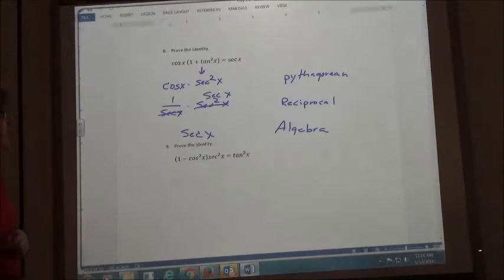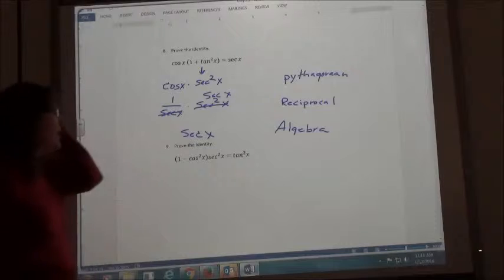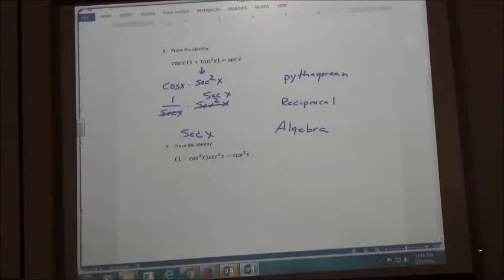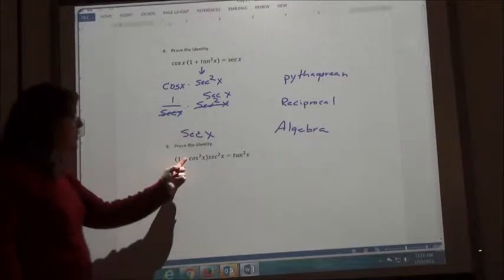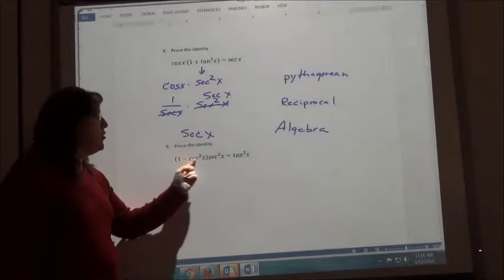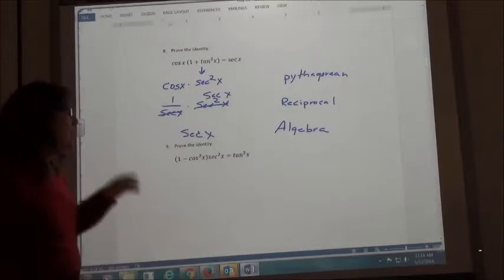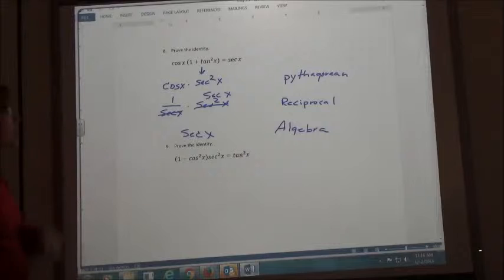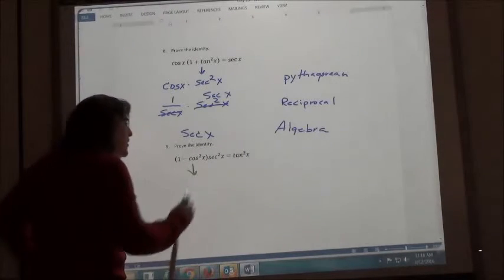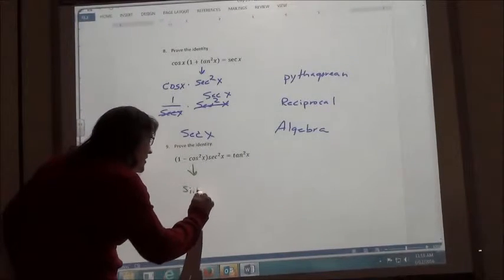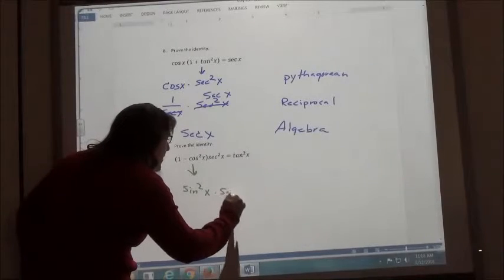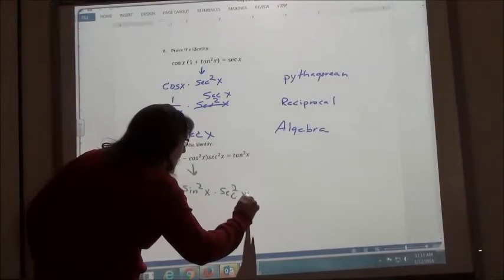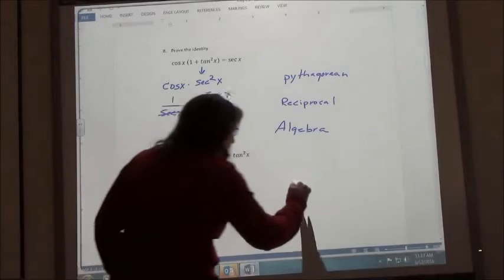Number 9, I want to change 1 minus cosine squared of x times the secant squared of x into the tangent squared of x. Again, I'm going to start here, and I'm going to go ahead and use my Pythagorean identity. Sine squared plus cosine squared equals 1. So 1 minus the cosine squared of x is equal to the sine squared of x times the secant squared of x. That was my Pythagorean.